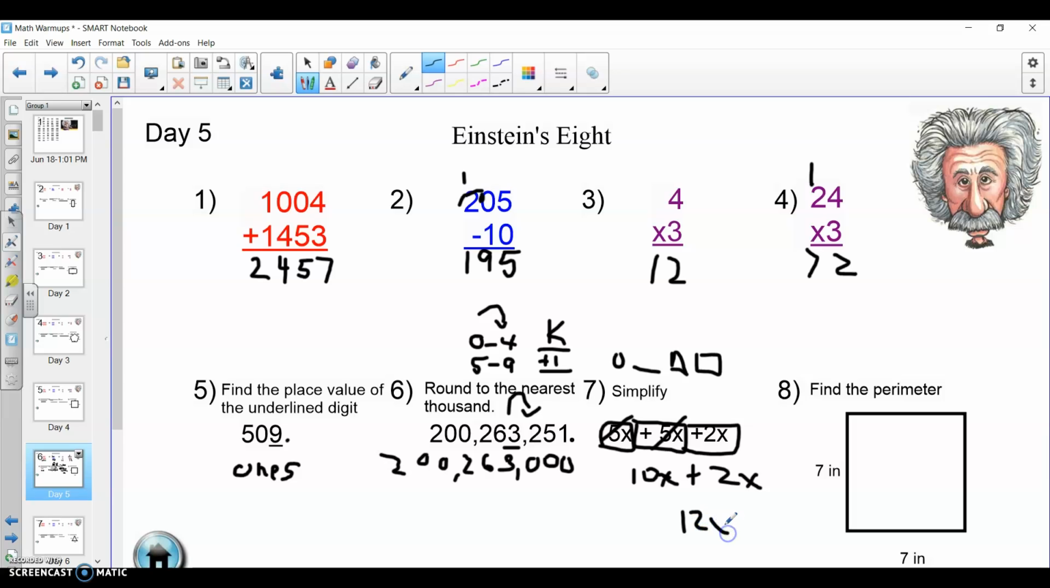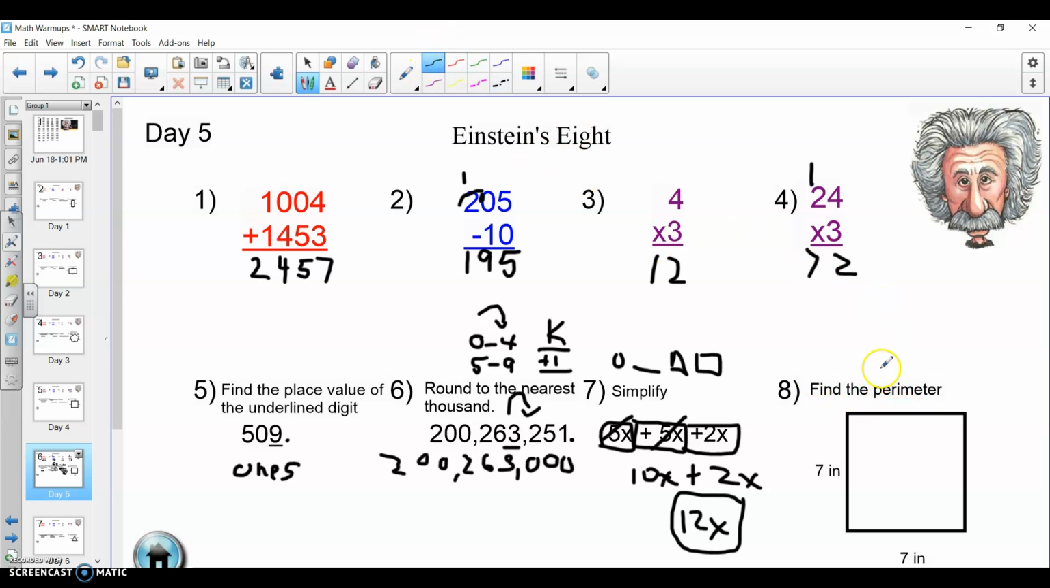How many got 12x? How many were pretty close? Starting to get it. Okay. You could have, but I was doing it, breaking it down. So, well, sometimes that happens.